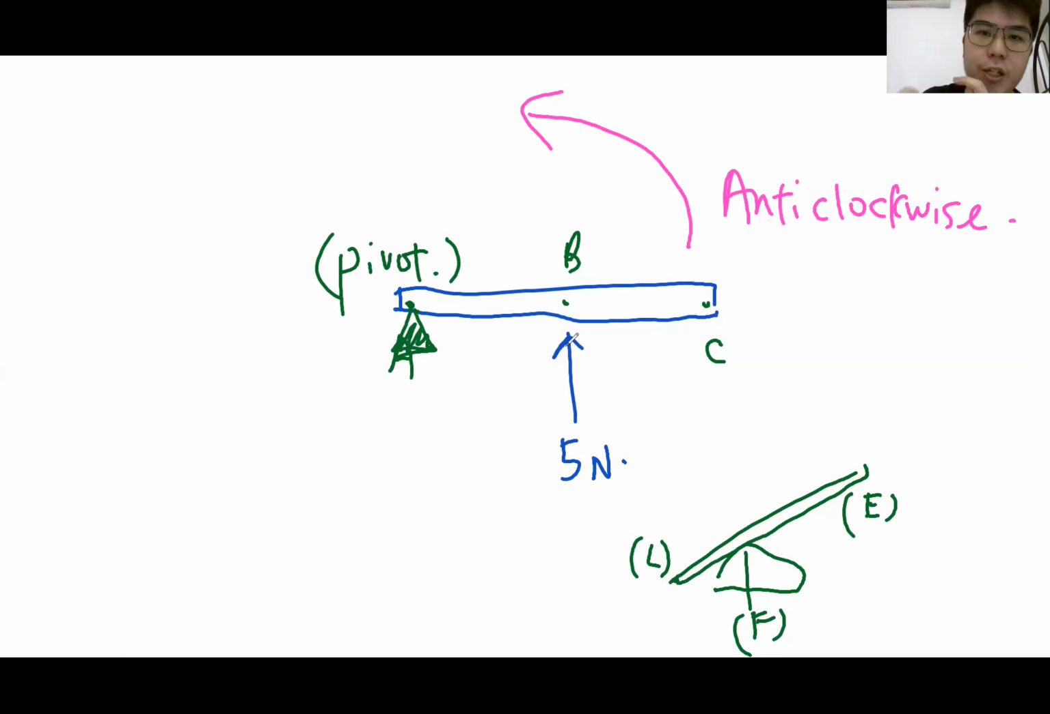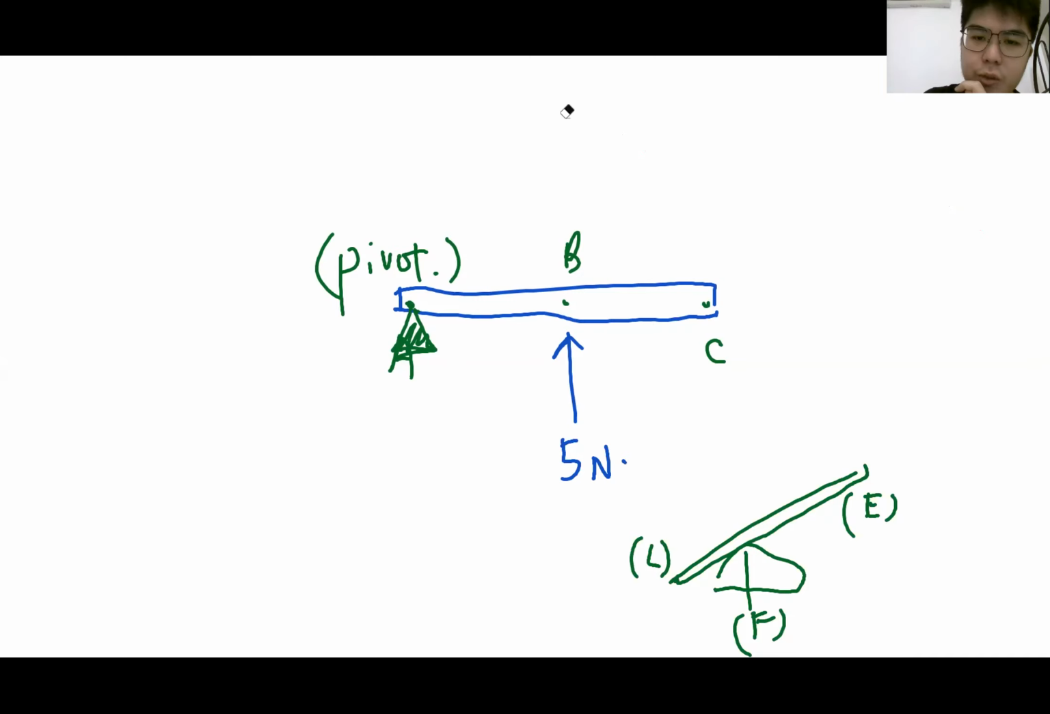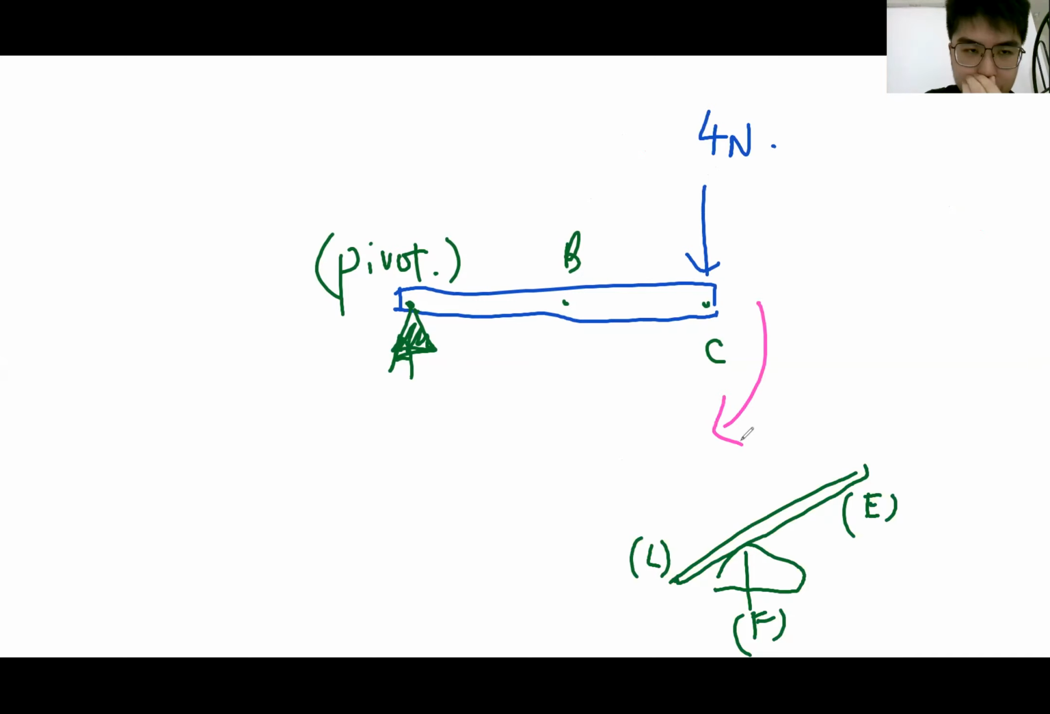Now if I change the direction of the force, this one is anti-clockwise, right? If I change it to from the top and it's acting downward, acting at point C, 4N, let's say, this force will also create a moment, but this moment is acting in the clockwise direction. So this will tend to move down, from here.